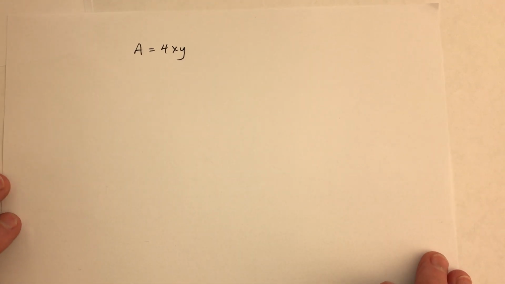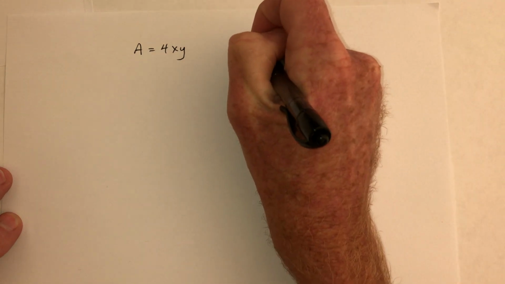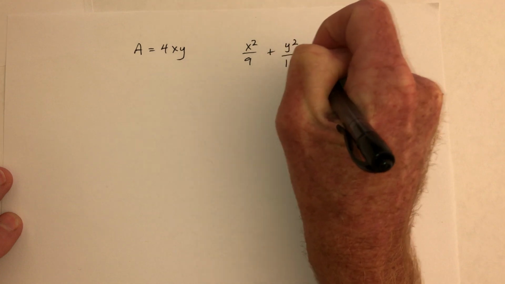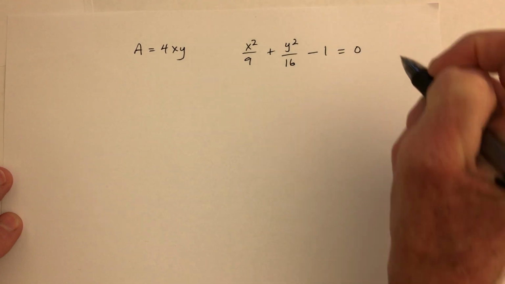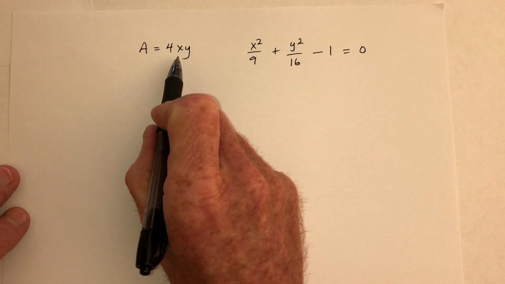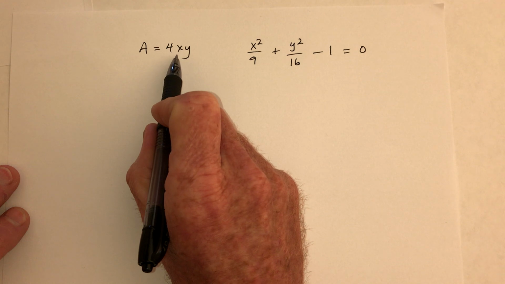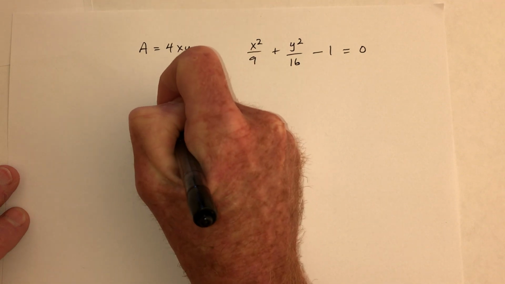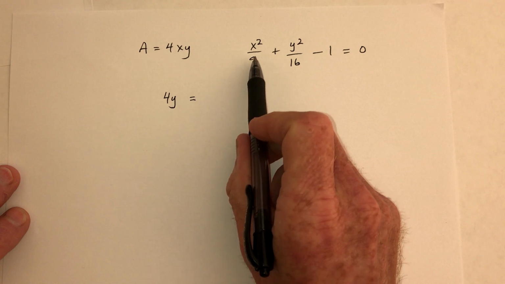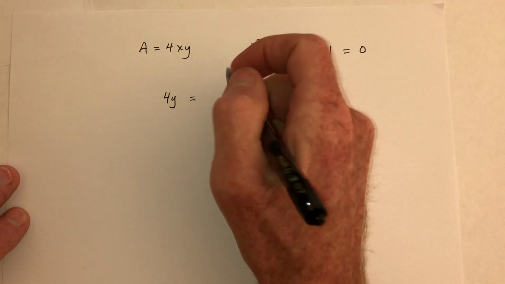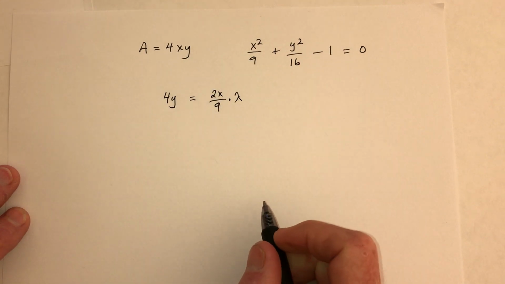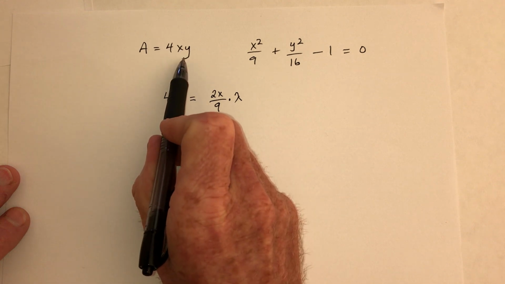And then the constraint equation would be the ellipse x squared over 9 plus y squared over 16. And then I could subtract 1 from both sides and it's equal to 0. Now take the derivative with respect to x. So that's going to be 4 times y. Over here, take the derivative with respect to x. So that's going to be 2x over 9. And then times lambda.